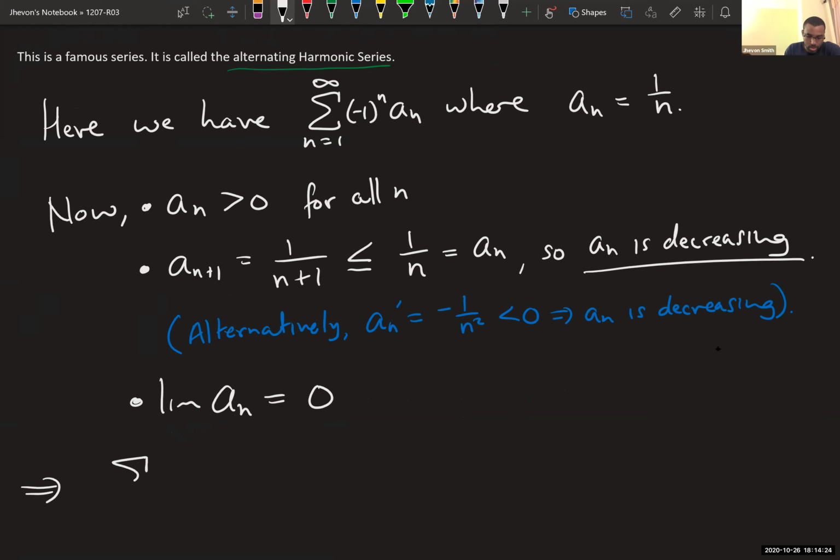Therefore, the series converges, at least conditionally.